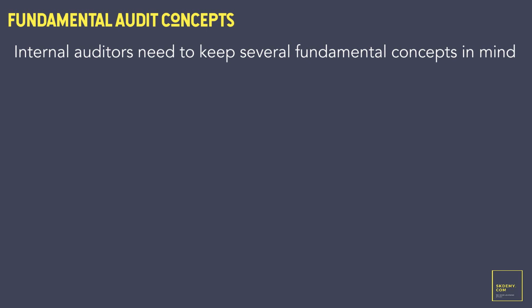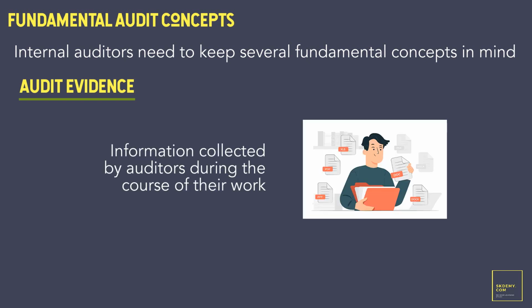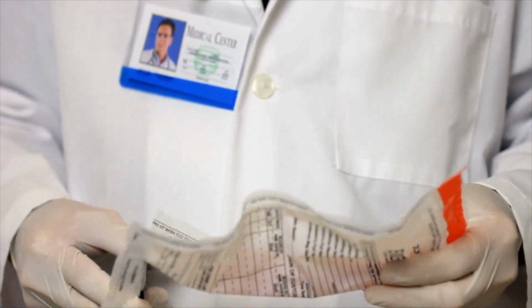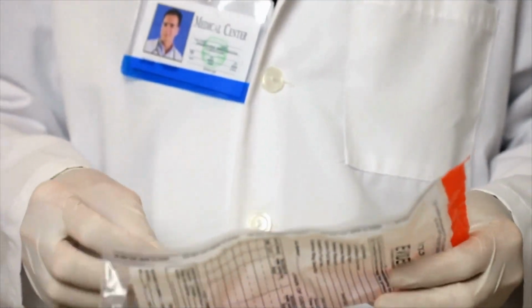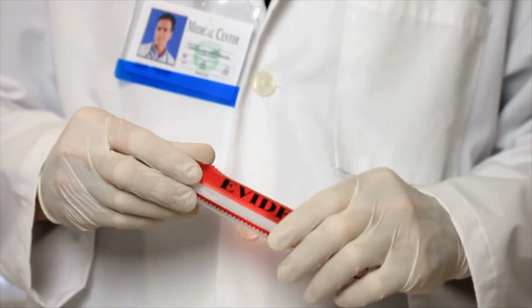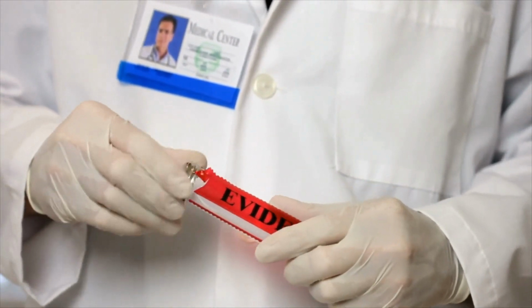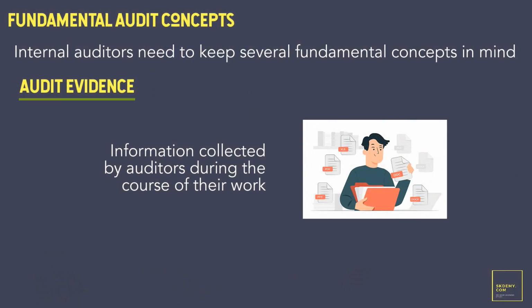Here's an explanation of each concept. Audit evidence. Audit evidence refers to the information collected by auditors during the course of their work to support their conclusions and recommendations. It can be obtained from various sources such as financial statements, internal reports, interviews with employees, and observations of processes. Audit evidence must be relevant, reliable, and sufficient to provide a solid basis for the auditor's conclusions.